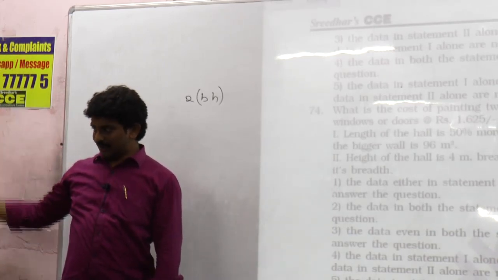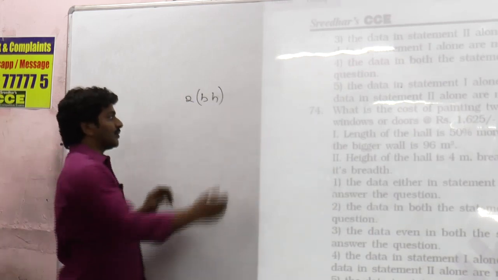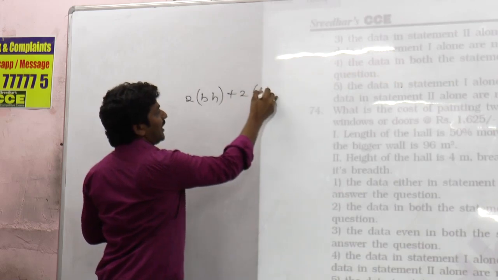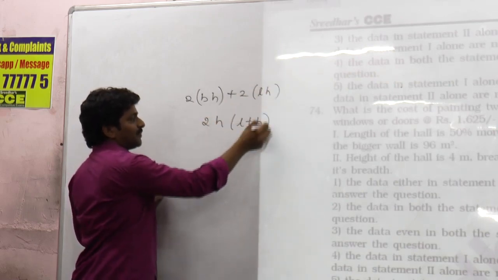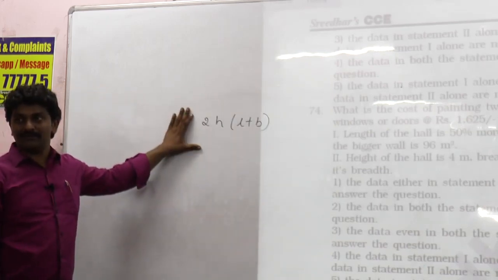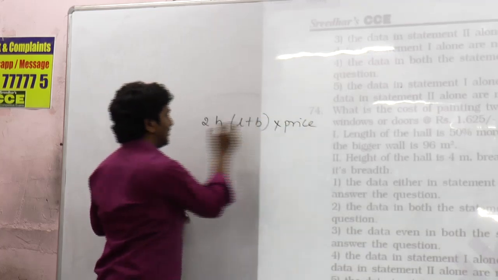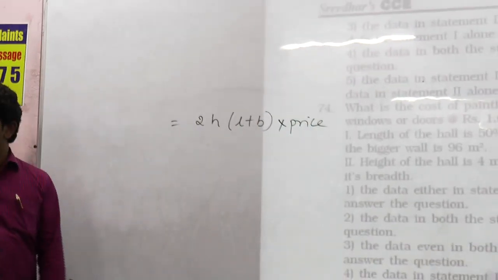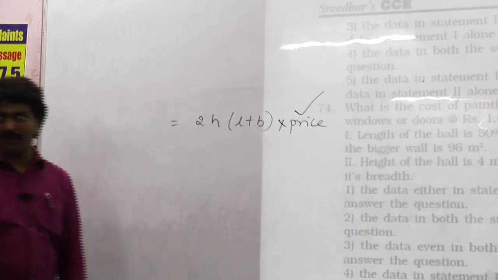Area, length into height. Opposite side also LH. So total 2 into LH. So that is 2H into L plus B. This will give you the total area to be painted. And you asked about price, into price. This is your final answer. So price is already given in the question itself. Need not worry about it.